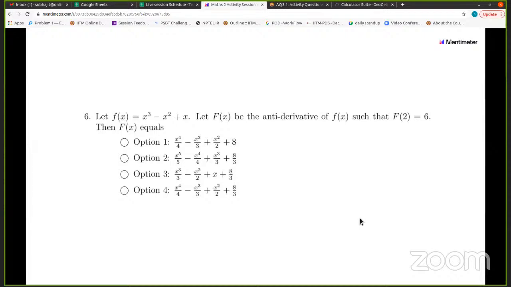So this is a question, I think from the activity questions. f x is x cube minus x square plus x. Capital F x is the antiderivative of f x, and F of 2 is also given as 6. Then you have to find the value of F x. So can you calculate it? It should not take much time.